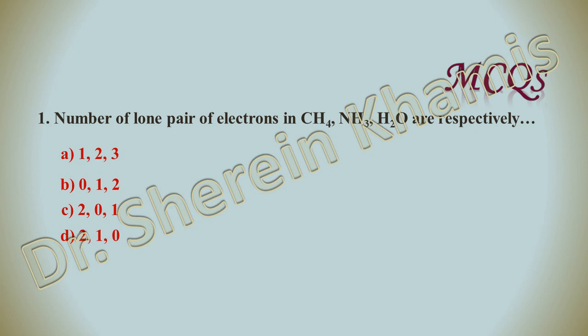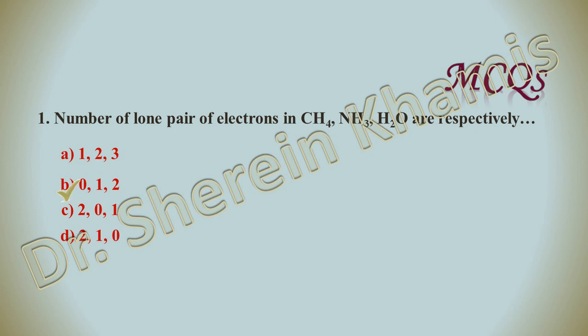Okay, another one, NH3 will have 3 atoms of hydrogen, and we will have 1 lone pair of electrons, unbonded, and water will have 2 lone pairs, as hydrogen makes 2 single covalent bonds and we have 2 lone pairs remaining unbonded. Okay, so the right answer will be letter B.